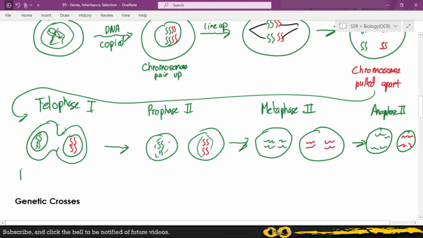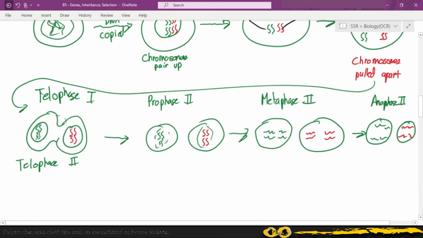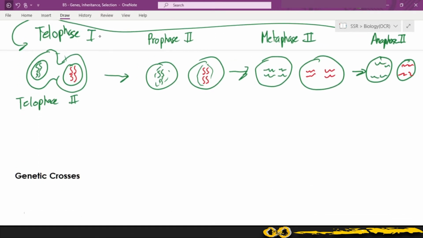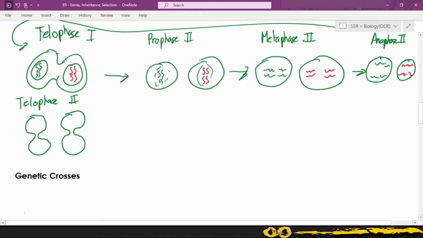And then finally, we have telophase 2, wherein you're going to have your cells dividing to form 4 daughter cells, each of which is genetically distinct. And so here we'll have the formation of the daughter cells with their chromosomes in them, and they will be genetically distinct to each other. And this will give us the 4 haploid cells at the end of meiosis.